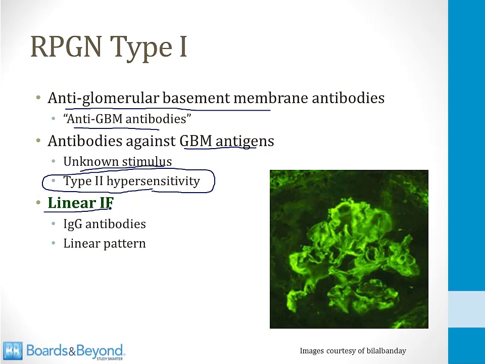When you do immunofluorescence staining for IgG antibodies, it will look like what I've shown on the screen here. This is a linear pattern, very different from that lumpy, bumpy pattern that we saw when there was immune complex deposition.